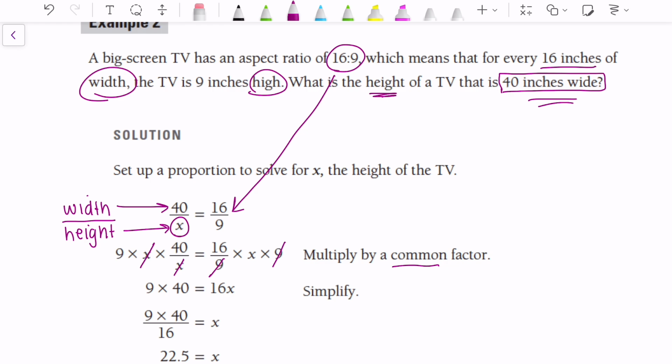All right, so you can see the x on the left side was a division of x. Multiplication of x is going to cancel that situation out. And then on the right side, you can see that 16 is being divided by 9. The opposite of dividing by 9 is multiplying by 9, and those cancel out as well. What you're left with is 9 times 40 on the left side and 16x on the right side.